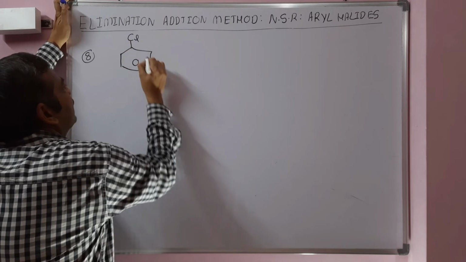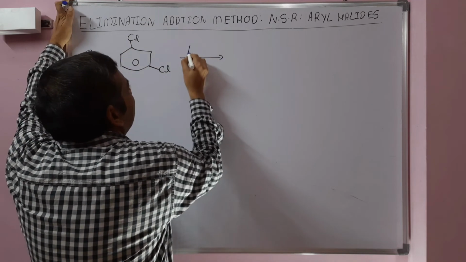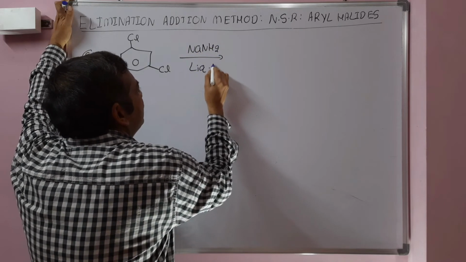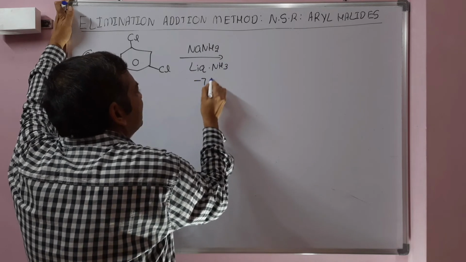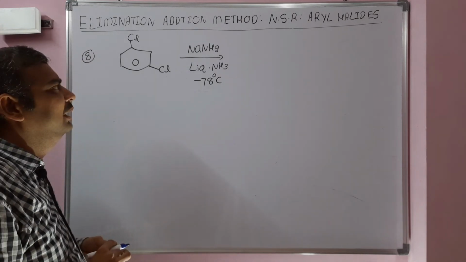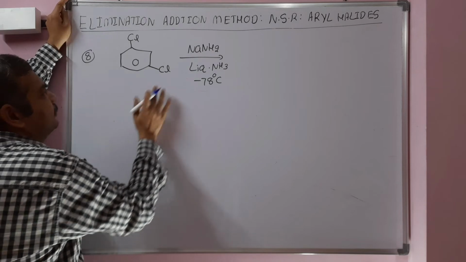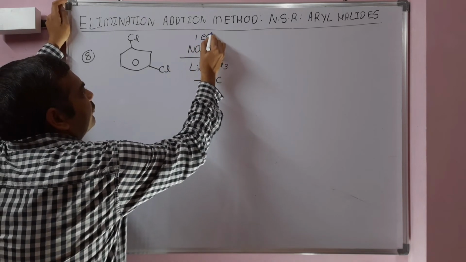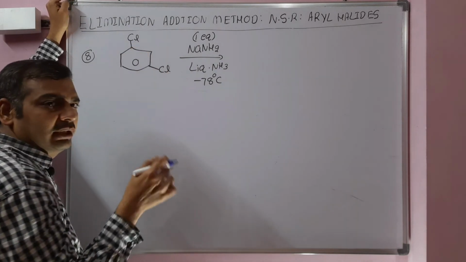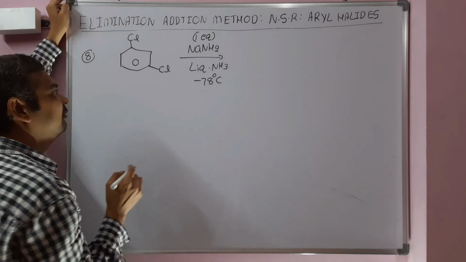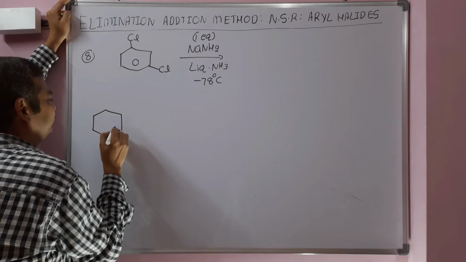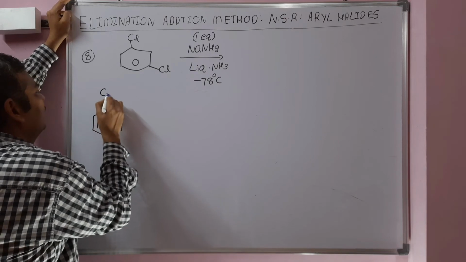1,3-dichlorobenzene reacts with sodamide in liquid ammonia. Sodamide in liquid ammonia means it's a nucleophilic substitution reaction at minus 78 degrees centigrade. Aryl halides, sodamide and liquid ammonia. See the possibilities. We are using only one equivalent of sodamide. Since two chlorines are there, if you use excess, multiple products will be formed. Let us take only one equivalent. In the first step, elimination reaction will be taking place.